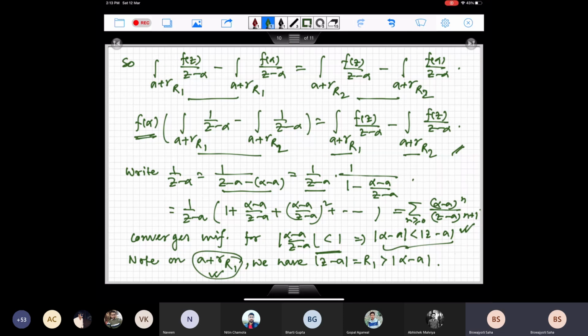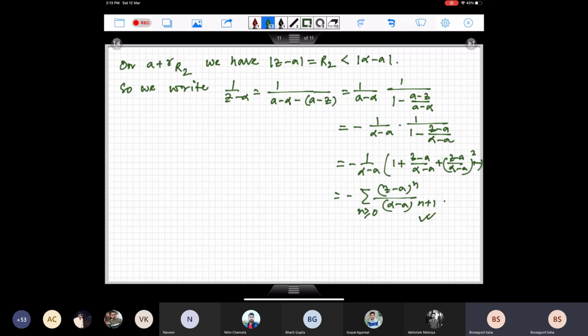Now, if I go to a plus gamma r2, there what we know is that mod of z minus a is r2, which is less than mod of alpha minus a. So there, while expanding 1 by z minus alpha, I have to be slightly careful. So I wrote it as a minus alpha minus a minus z, and if I take a minus alpha out, this is 1 minus a minus z divided by a minus alpha, which I could write as minus 1 over alpha minus a times 1 upon 1 minus z minus a over alpha minus a.